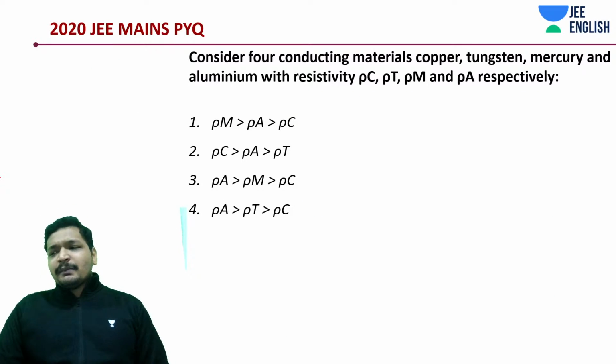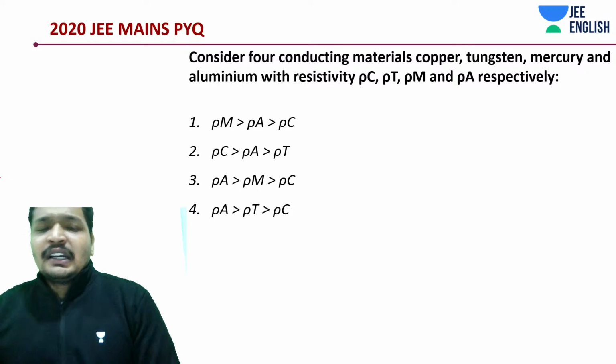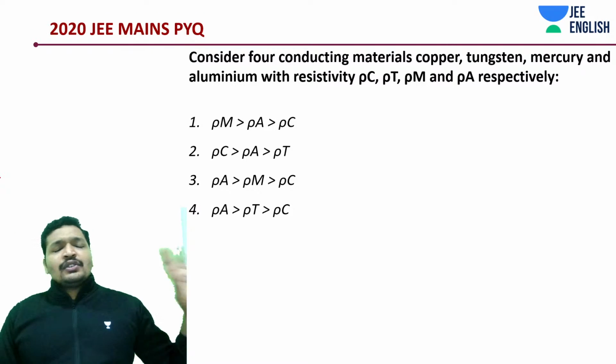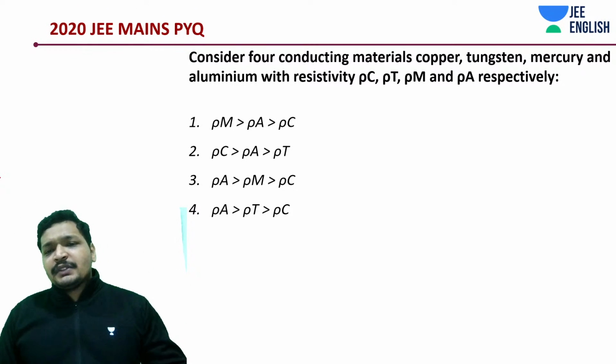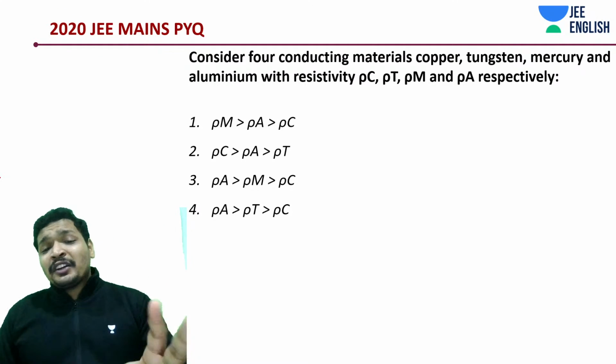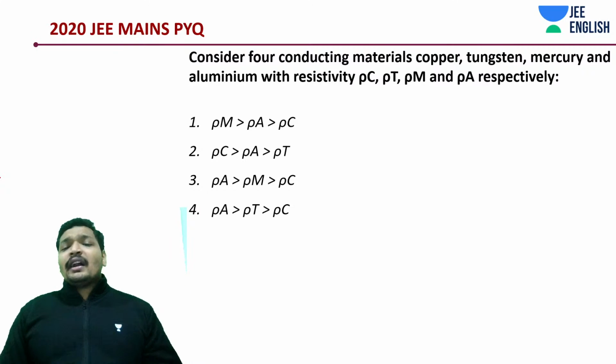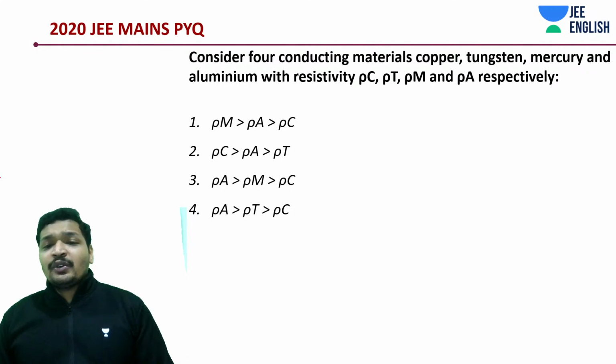Very, very, very important chapter. Definitely you get questions every year. There is no year that you wouldn't see questions from current electricity in JEE Mains or JEE Advanced. It's not one question, but 2 to 3 questions, sometimes 4 questions. Okay, so that is the number of questions that you would get from current electricity.